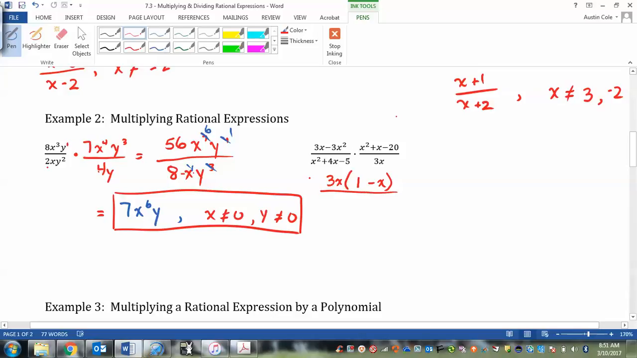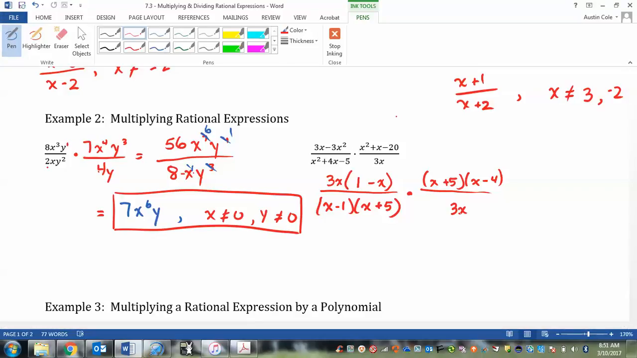And if I factor my denominator, factors of negative 5 that add up to 4. Negative 1 and 5. So this is going to be x minus 1 and x plus 5. Same thing over here. Factors of negative 20 that add up to 1. I think that's x plus 5 and x minus 4. And then lastly, we just have a 3x here. I've factored everything.